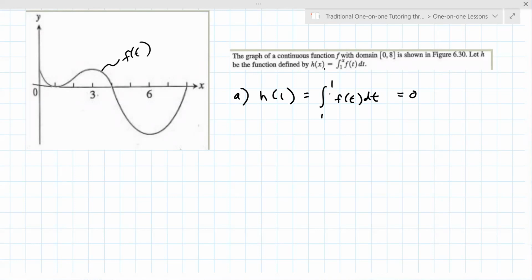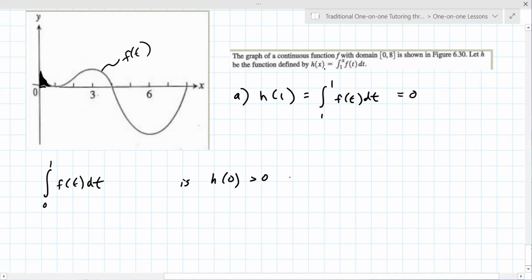All right. So question B is a little odd. Before we do question B, what is the integral from 0 to 1 of f of t dt graphically? And do you agree that it's this area right here? Yes. Okay. So B is a little weird. It says, is h of 0 greater than 0 or less than 0? So it's the integral from 1 to 0 of f of t dt.